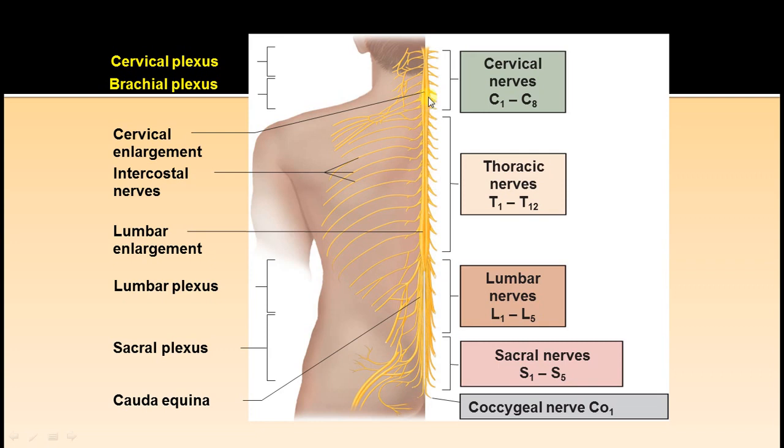Now why it shows enlargement at these two sites is because there is a lot of white matter present here, and that is responsible for the innervation of your limbs. That is the upper limb in case of the cervical enlargement and the lower limb in case of the lumbar enlargement. So I need not tell about the number of cervical, thoracic, lumbar and sacral nerves. So totally there are 31 pairs of spinal nerves. This I have already mentioned in the introductory lecture to the nervous system.